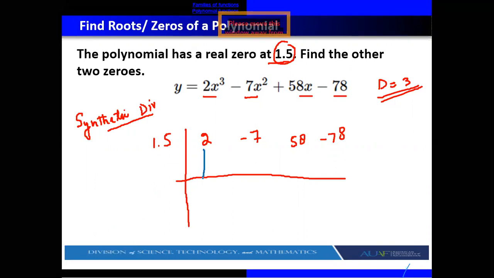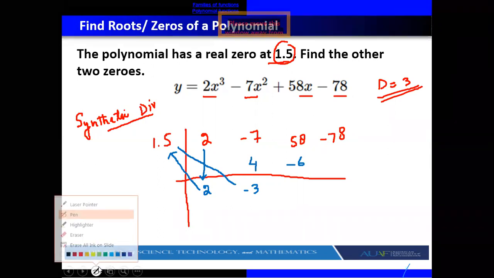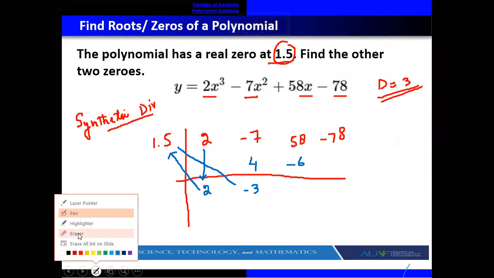Now, the method is to drop this 2, then multiply 2 with 1.5. 1.5 times 2 equals what? 4. Then minus 7 plus 4 equals minus 3. Then 1.5 multiplied by minus 3 equals minus 6. Sir, 1.5 multiplied by 2 is equal to 3, not 4. Yes, 3, not 4. Excellent.